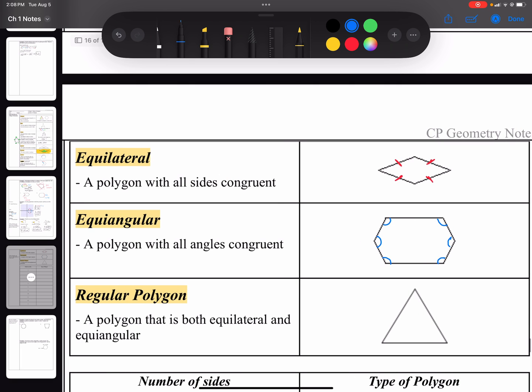A regular polygon is both. Now, I do want to stress, just because something's equilateral doesn't mean it has to be equiangular, and vice versa. Clearly, this line segment is a lot longer than this one. It doesn't have to be both equilateral and equiangular, but if it is, that makes it regular. A regular polygon has all sides congruent and all angles congruent.